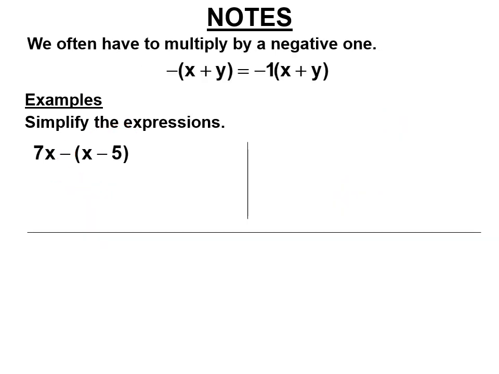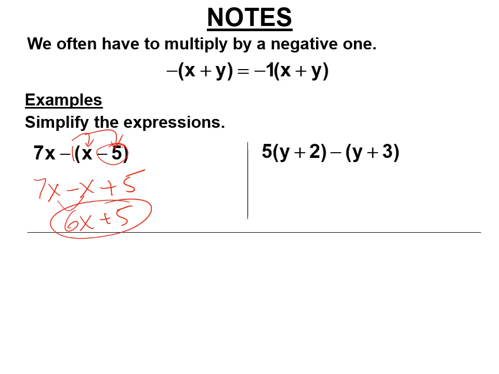We often have to multiply by negative 1. Remember I said when we had this situation, you're always going to be putting a negative 1 in there. I write it in so I don't forget. So 7x, negative 1 times x, negative x. Negative 1 times negative 5, positive 5. You have to multiply both parts by negative 1. 7x minus x is 6x. 6x plus 5 is the answer.